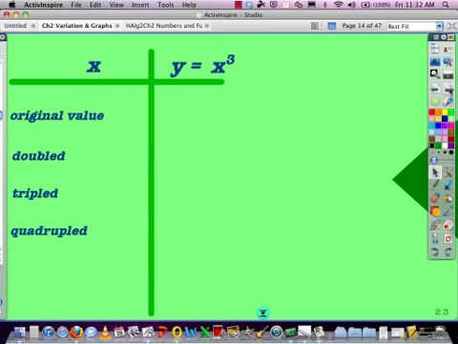So as an example, my original value is x, so let's say my original value is 3. Then I can say, okay, doubling it, 3 times 2 is 6, tripling it, 3 times 3, not 3 times 3 times 3, 3 tripled is 9, and then quadrupled would be a 12. So if my x value is doubled, tripled, quadrupled, that's times by 2, times by 3, times by 4, normal.